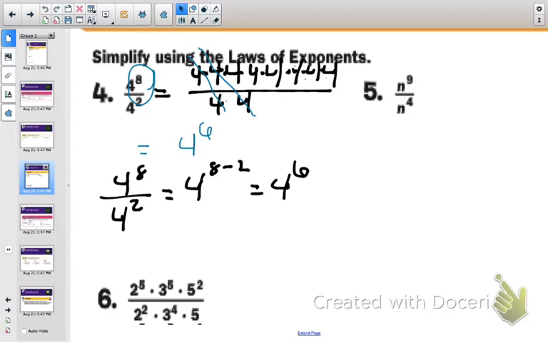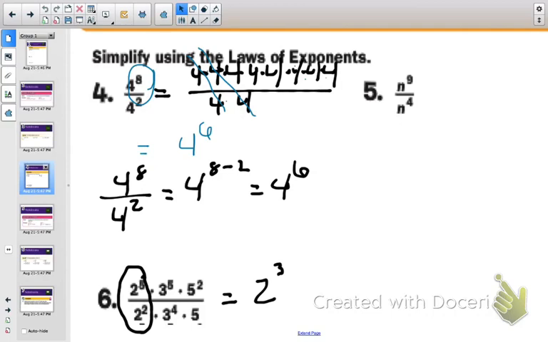Okay, so same idea applies to number 5, so I'm going to let you guys do that one. Look at number 6, we have a couple different things going on here. When you look at these, I want you to look at them all separately. So look at your 2's first. These are kind of blurry, but look at your 2's. So I have 2 to the 5th divided by 2 squared. So how many 2's will cancel out? There's going to be 2 on the bottom that cancel from 2 on the top. So that's going to leave us with 2 to the 3rd, because again you can do 5 minus 2.